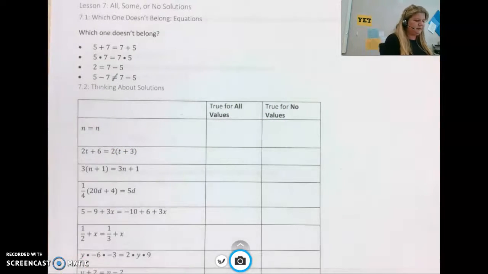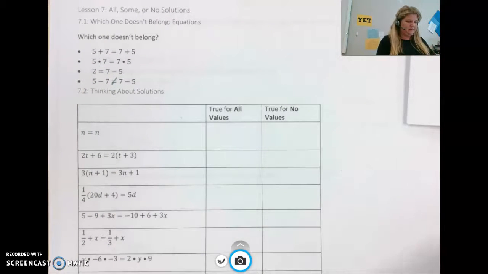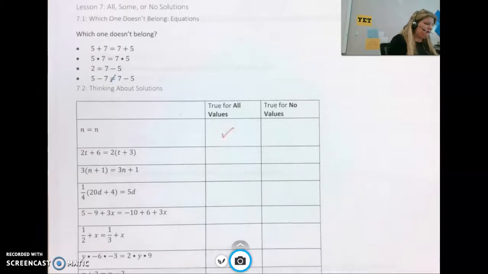In order to solve these problems, I'm going to work them out step by step. So right here, n equals n. So whatever n is, it equals n. Let's say n is 7. 7 equals 7. True. Let's say n is -3. -3 equals -3. True. This is actually true for all values.